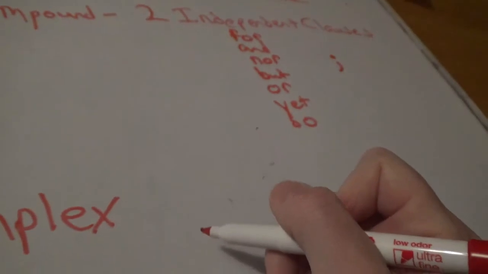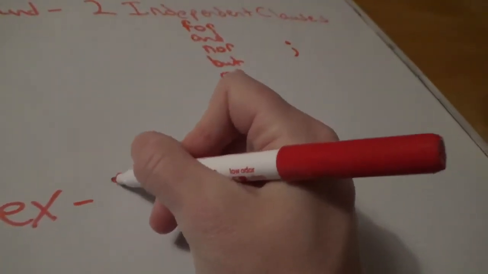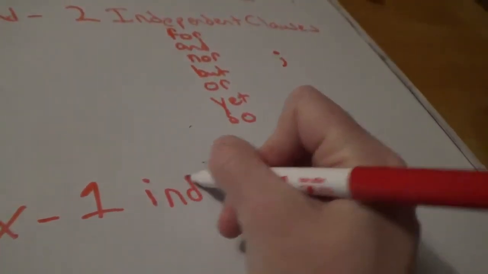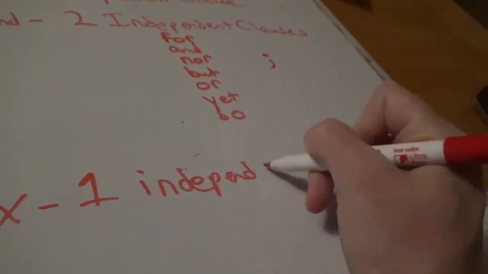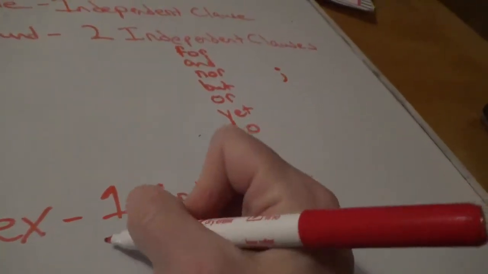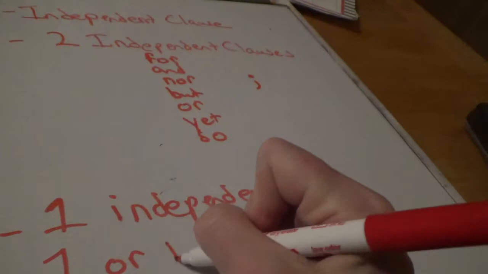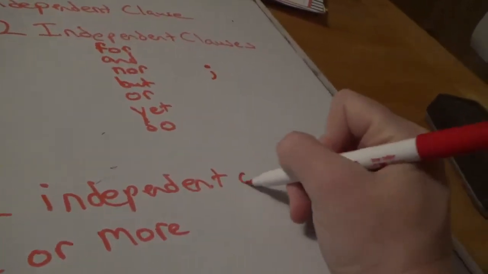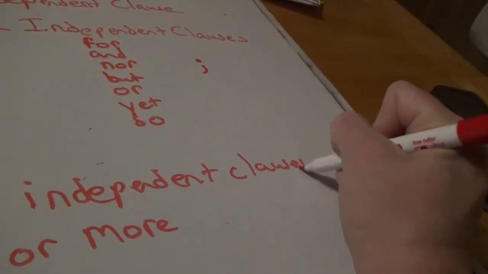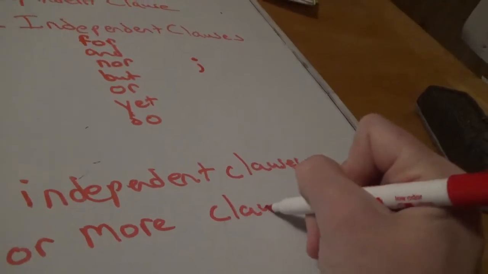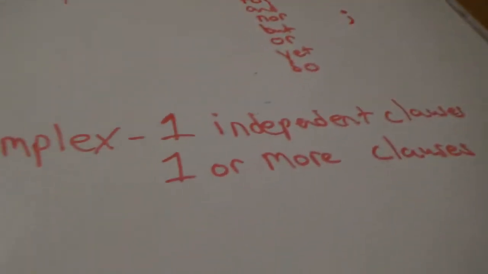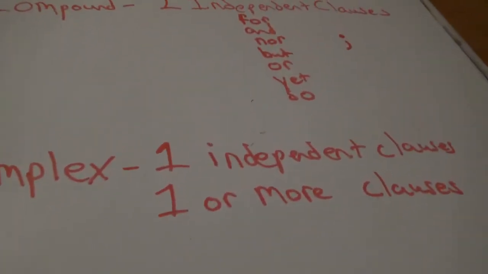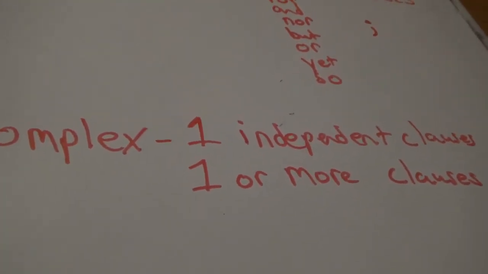Complex sentences. Complex sentences have one independent clause and one or more, you can have more, one or more dependent clauses. And we're going to talk right now a little more about dependent clauses to help you guys understand that.